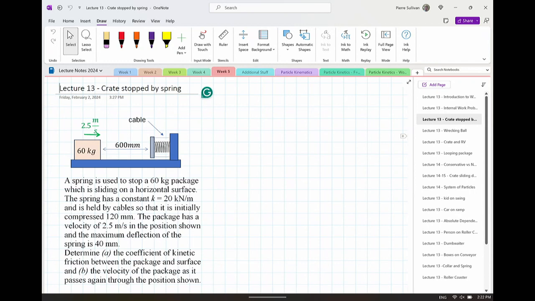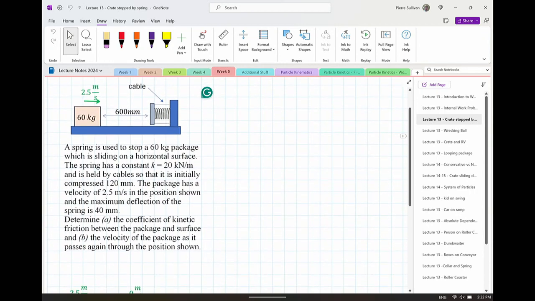Okay, so here I have something a little bit different. I have a problem that is going to include spring forces, friction, and something that's sort of coming to rest.